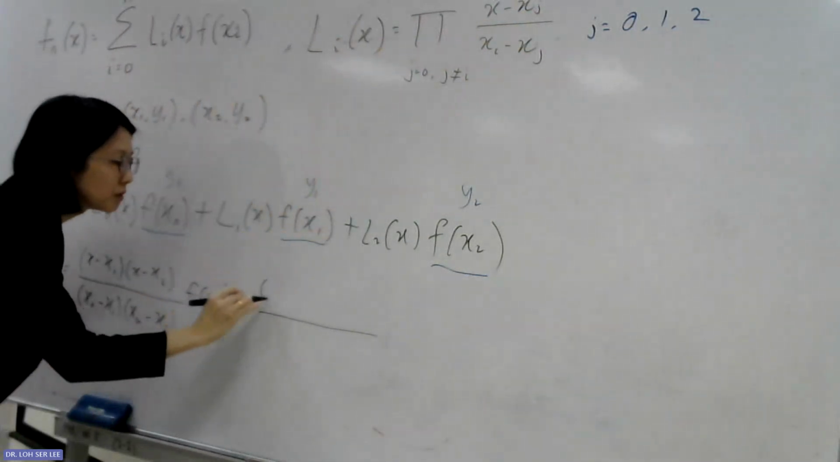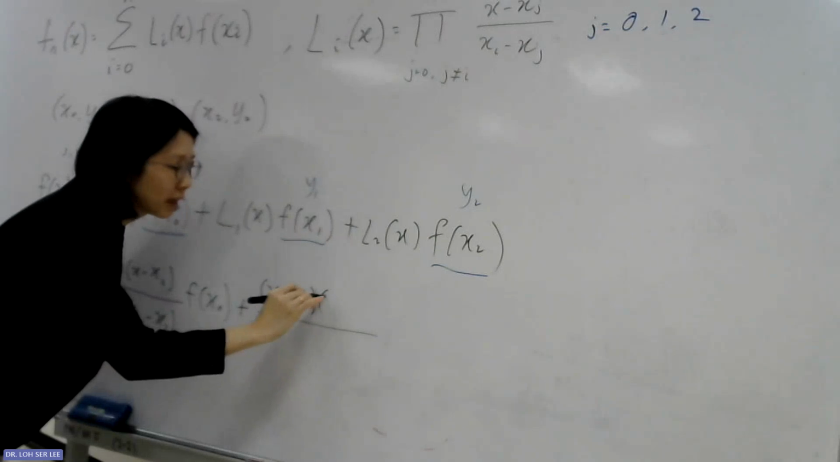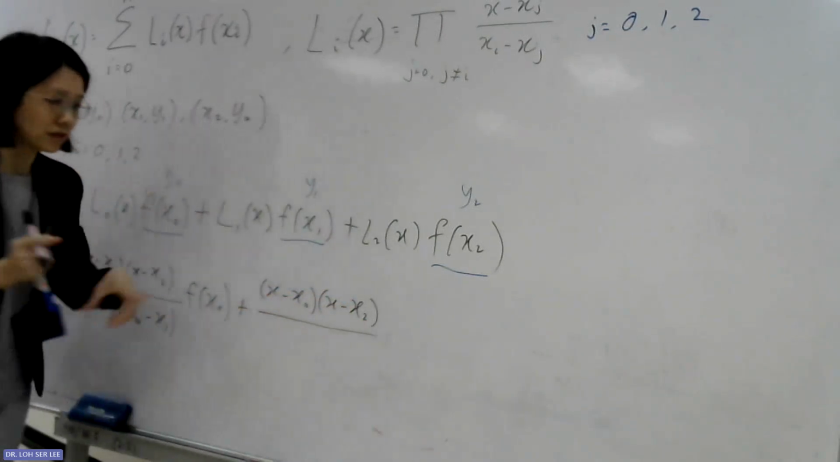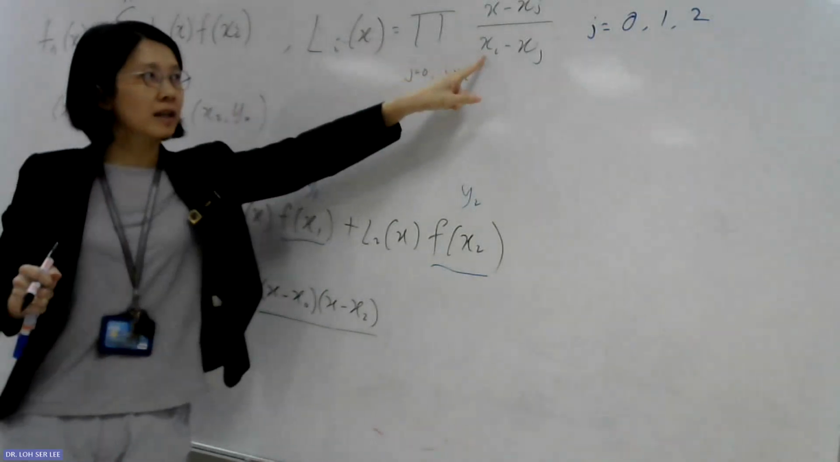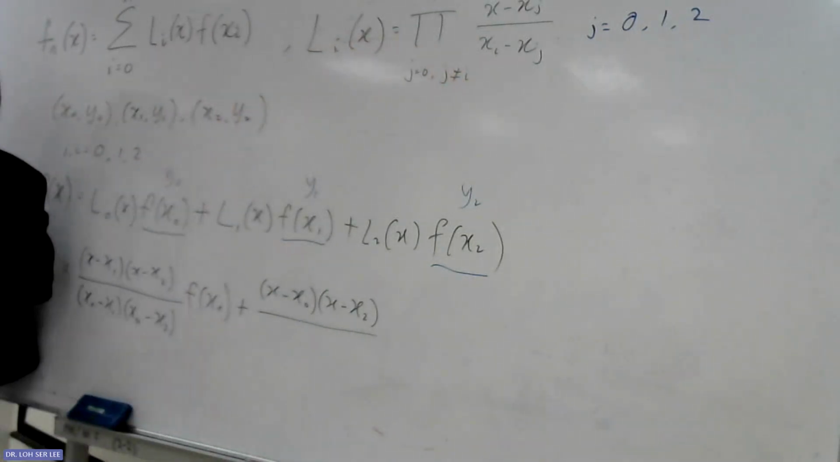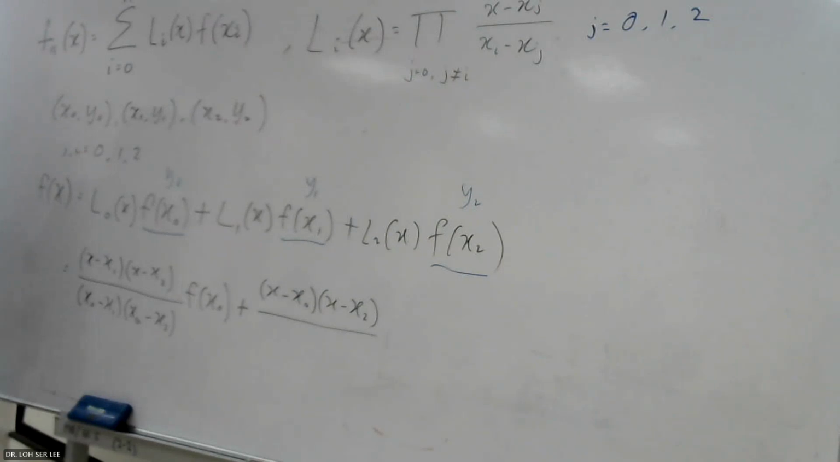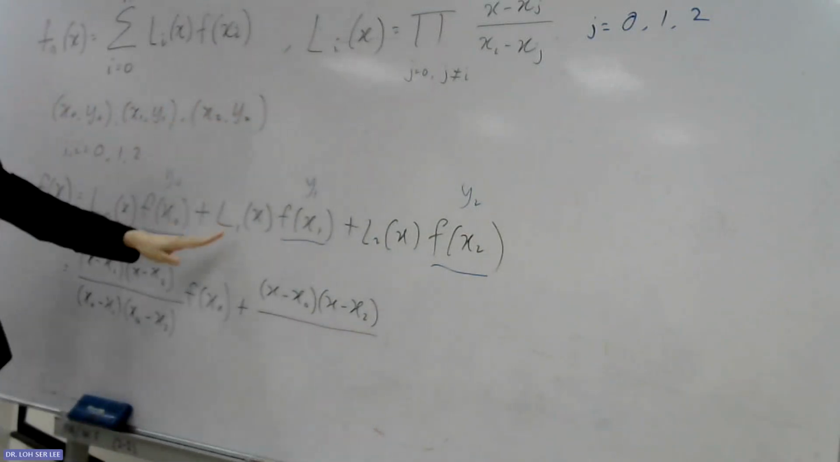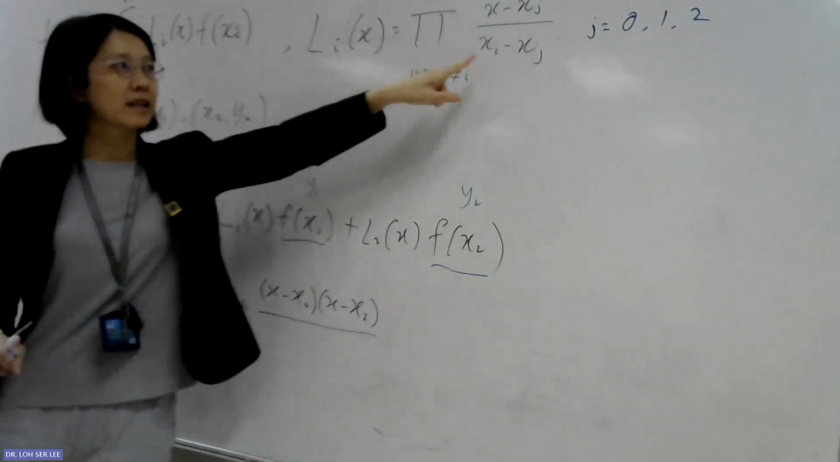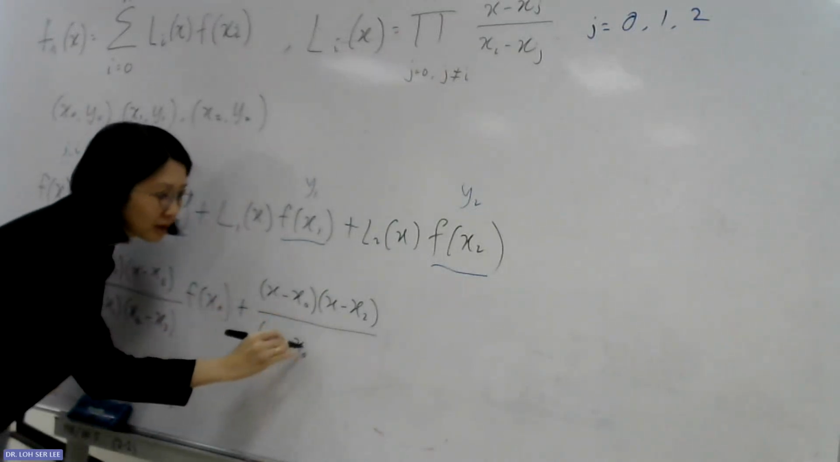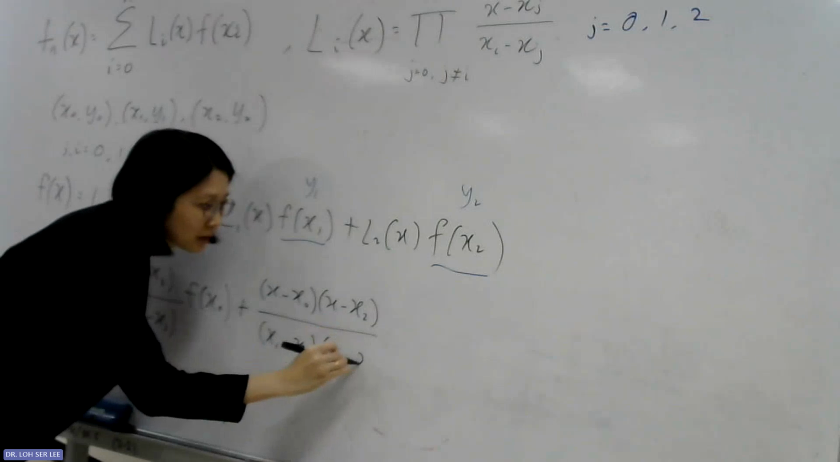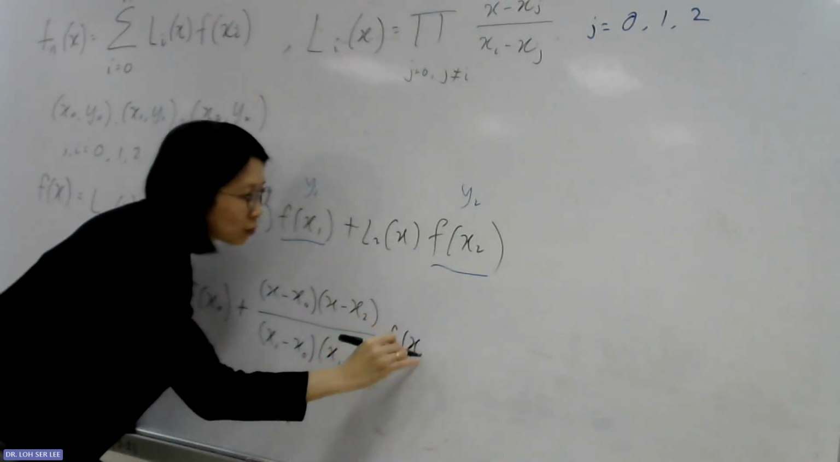0 first. So x minus x0, x minus x2, for j being 0 and 2. And down here, your i is 1 now. So this is x1 minus x0, x1 minus x2. So this is f(x1).